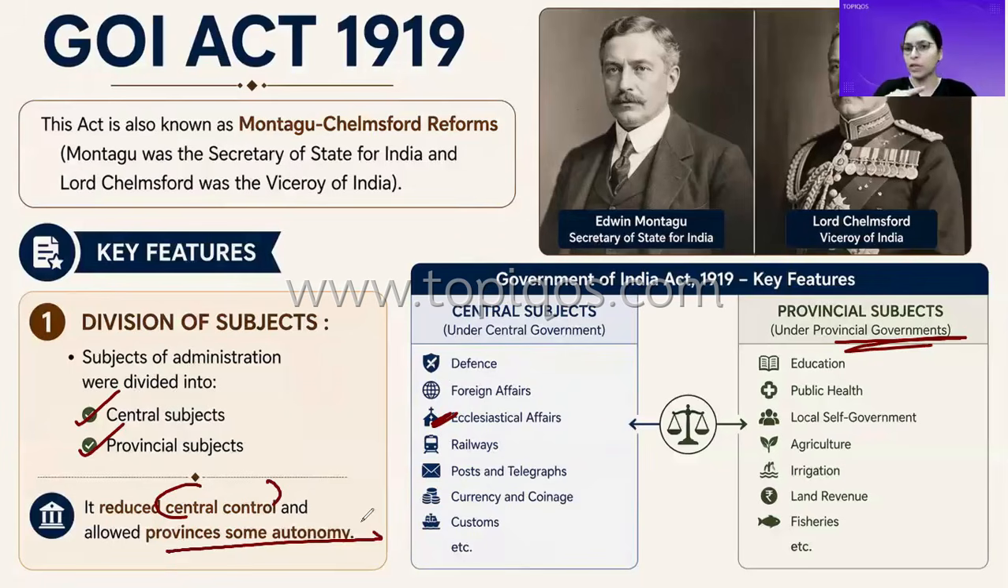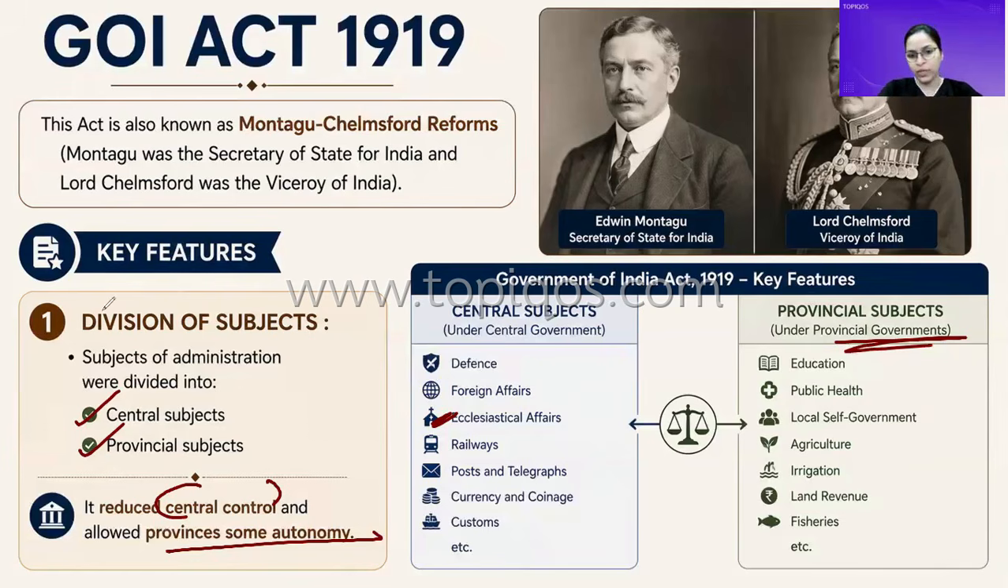That was the demand of the Lucknow Pact as well. What did the Lucknow Pact demand? It demanded provincial autonomy. So, in some form, provincial autonomy was given by giving them the right to govern the provincial subjects. This is very important that you need to remember. I hope it is pretty clear.